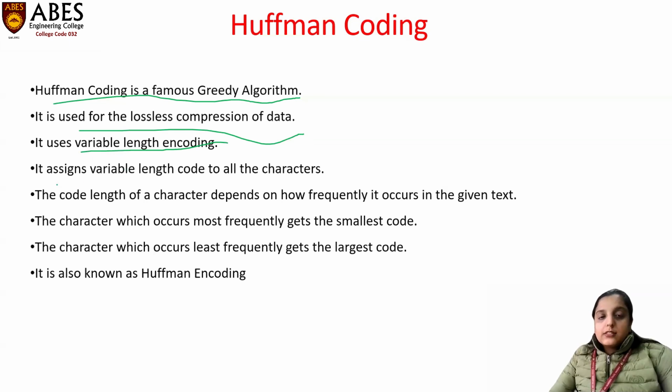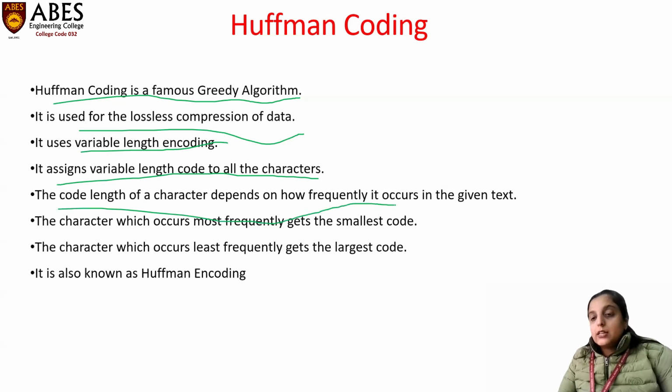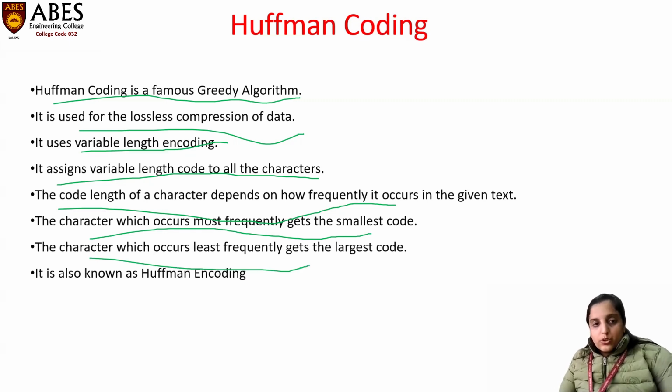Next, it assigns a variable length code to all the characters. The code length of the character depends on how frequently the alphabet is occurring in the text. The character which occurs more frequently gets the smallest code, and the character which occurs least frequently will get the largest code. And it is also known as Huffman encoding. This is all about the Huffman coding theory. If you get a 2 marks question, then this is more than enough to write.